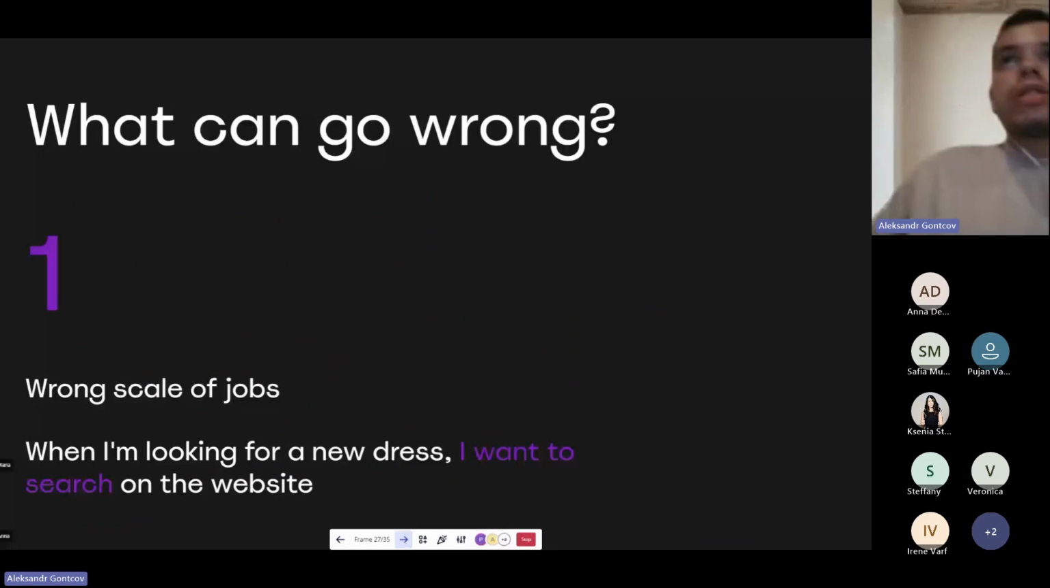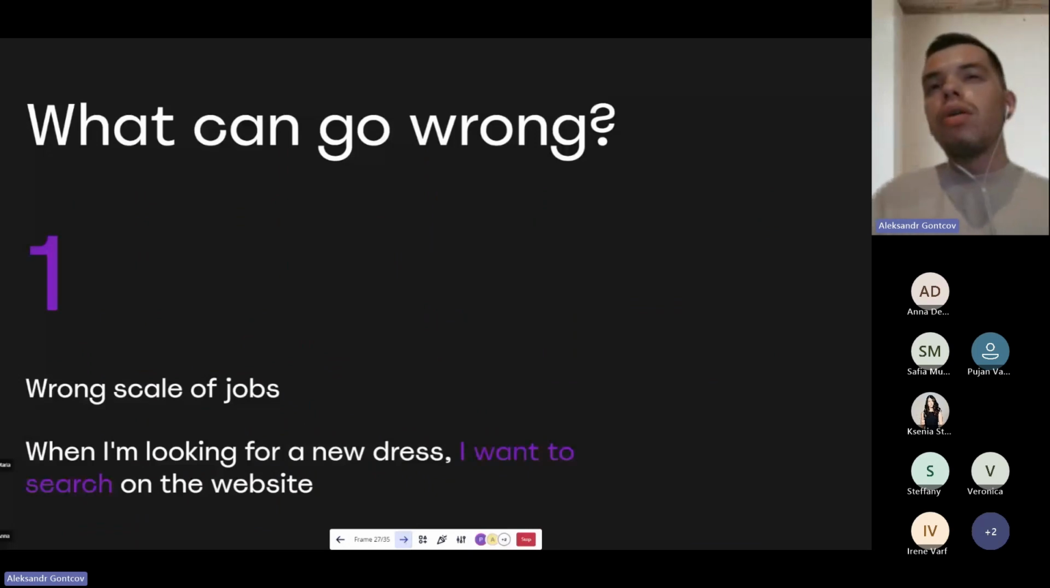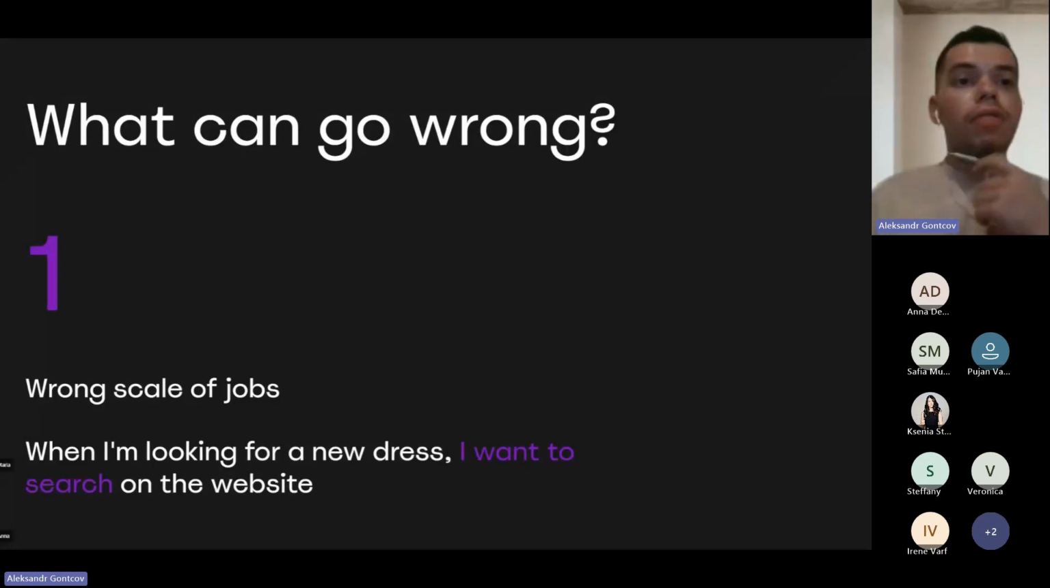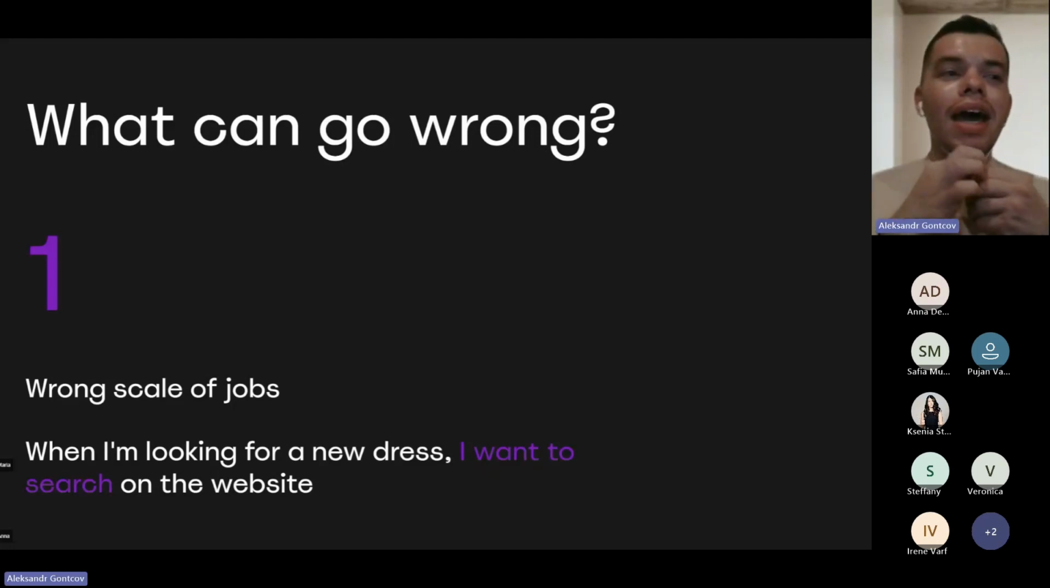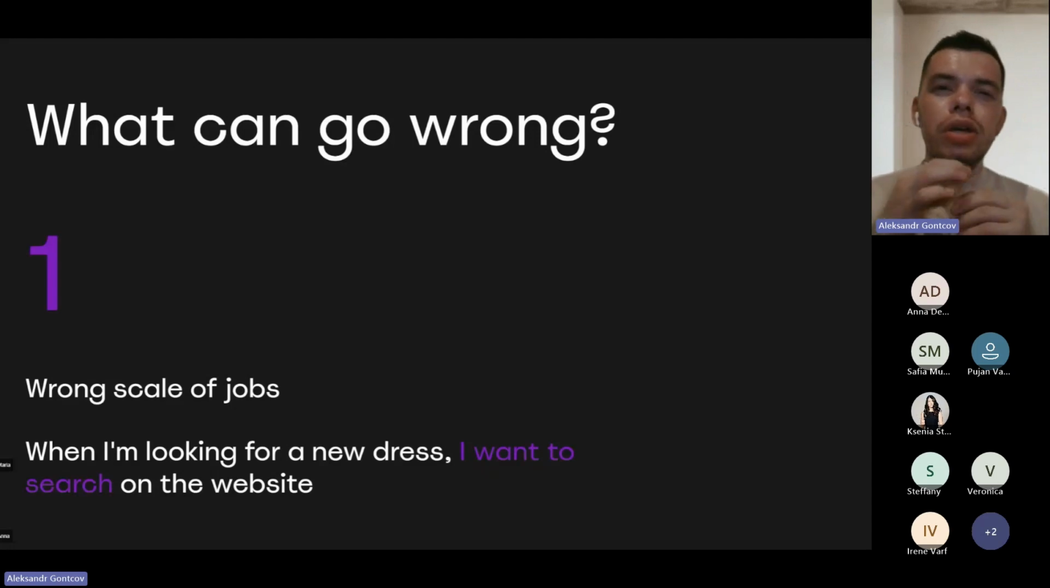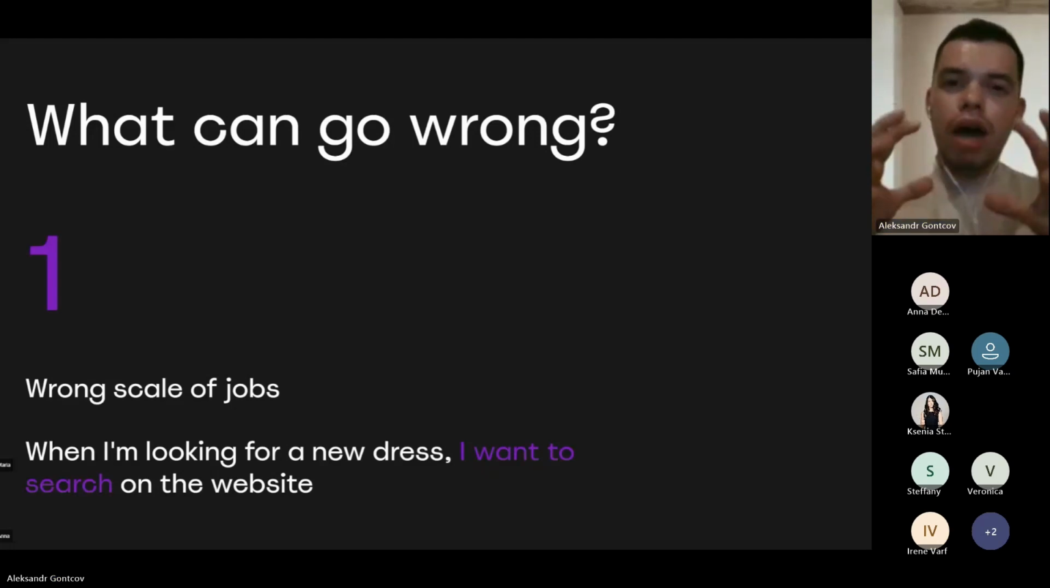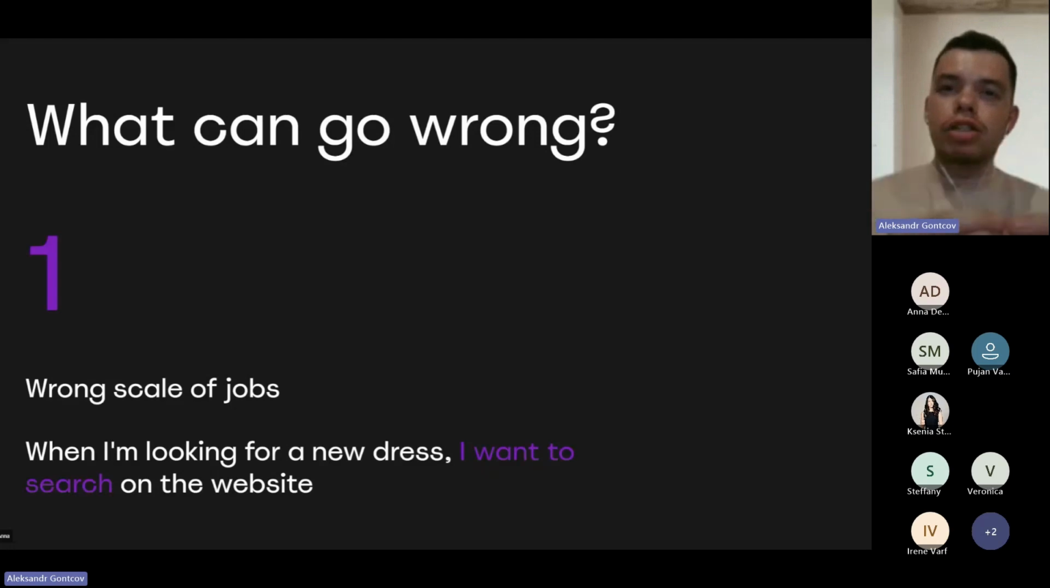Okay, let's go and talk quickly about what can go wrong. We have actually covered a lot of this during the session today. First is the wrong scale of jobs. Please look at the jobs in the right scale. Try to look at the actual job, not just an action.